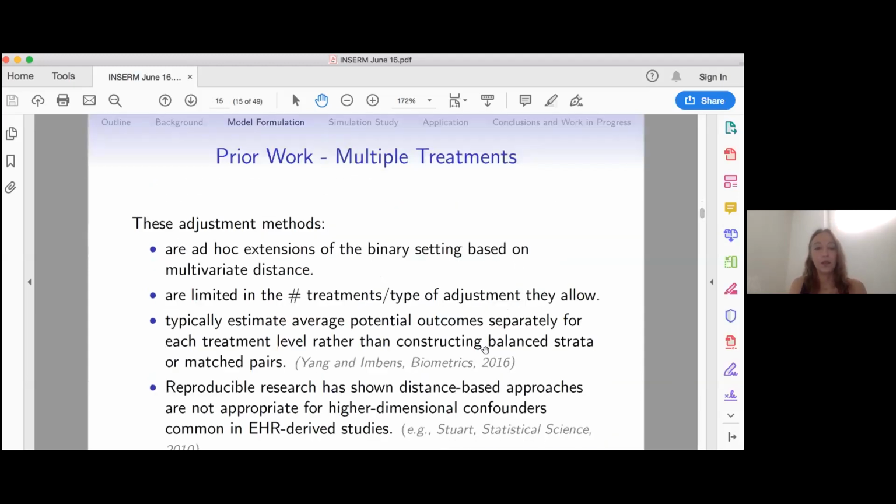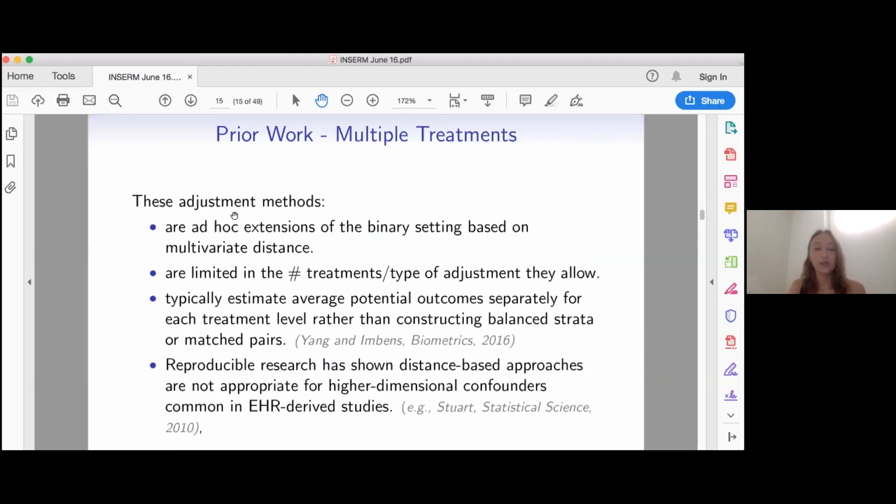In general, if you read through the literature, the prior work consists of ad hoc extensions of the binary setting, usually based on some multivariate distance. You don't get a scalar balancing score. The methods can also be limited in the number of treatments they allow. For example, one of the above methods only allowed 3 treatments. They're also limited in the type of adjustment they allow. Some methods work well with stratification. Other methods work well with inverse probability weighting. It's rare to find an approach that works well with all possible types of adjustment.